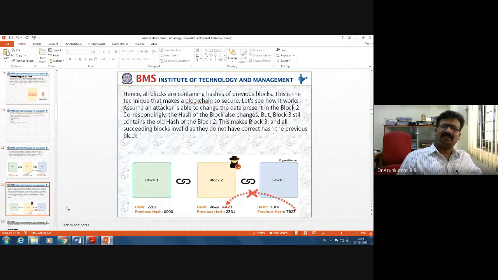Hence, all blocks contain hashes of previous blocks. This is the technique that makes a blockchain so secure, right? Correct? Let's see how it works.